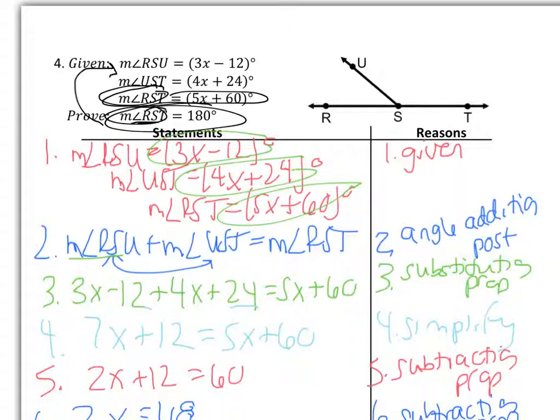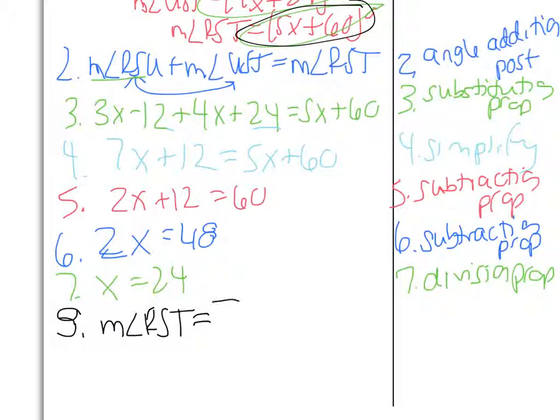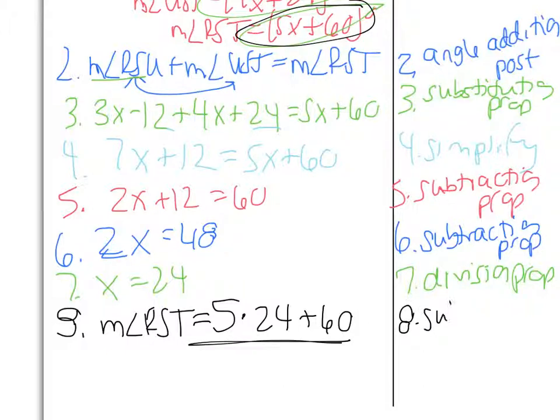Okay, so for eighth step then, we're going to take the measure of angle RST, that's what we need to solve for, equals 5 times 24 plus 60, because that's what the RST part said, but with an x instead of the 24. So we're substituting in the substitution prop. And our last step would be to simplify.